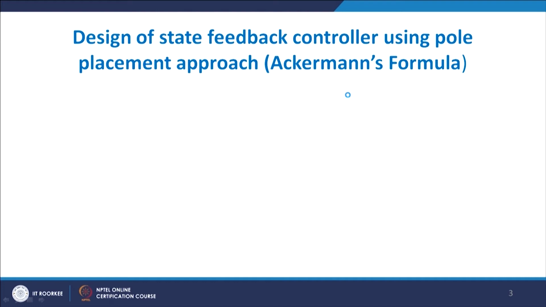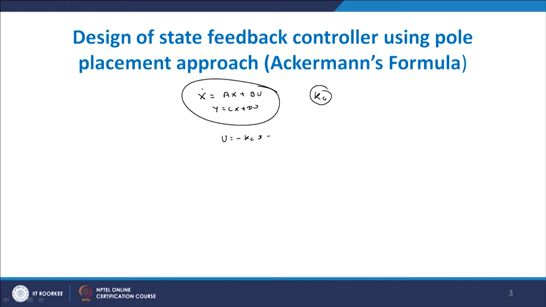Now, design of state feedback controller using pole placement approach, that is Ackermann's formula. As our system is a state space system, that state space system is x dot equal to Ax plus Bu, and here output is y equal to Cx plus Du. This is your plant, and for this plant we have to design a controller, that is Kc, and previously we have seen that your control law is u equal to minus Kcx plus r, this is our control law.